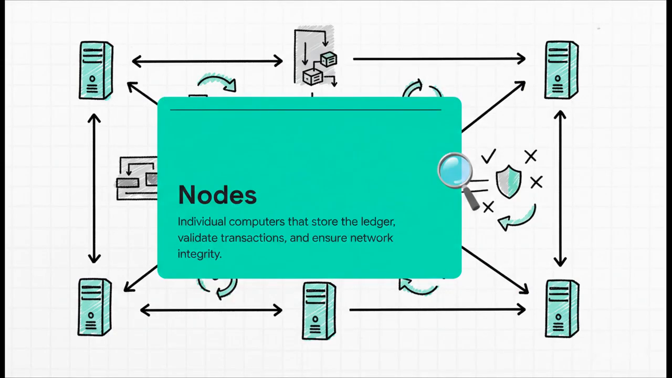First up, we have nodes. You've got to think of these as the absolute pillars of the network. Every node is just a computer that's holding a full copy of the blockchain's entire history. So they're not just record keepers, they're also the referees, validating every single thing that happens to keep the whole system honest. Seriously, without nodes, you don't have a network, period.